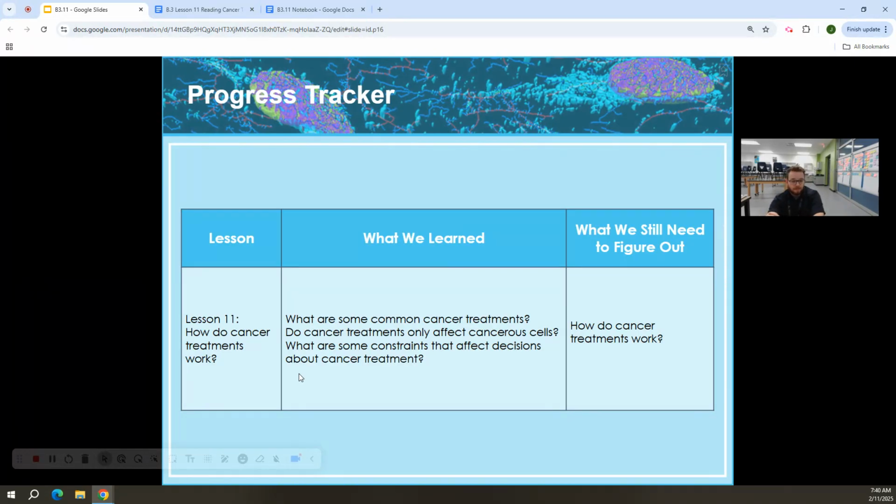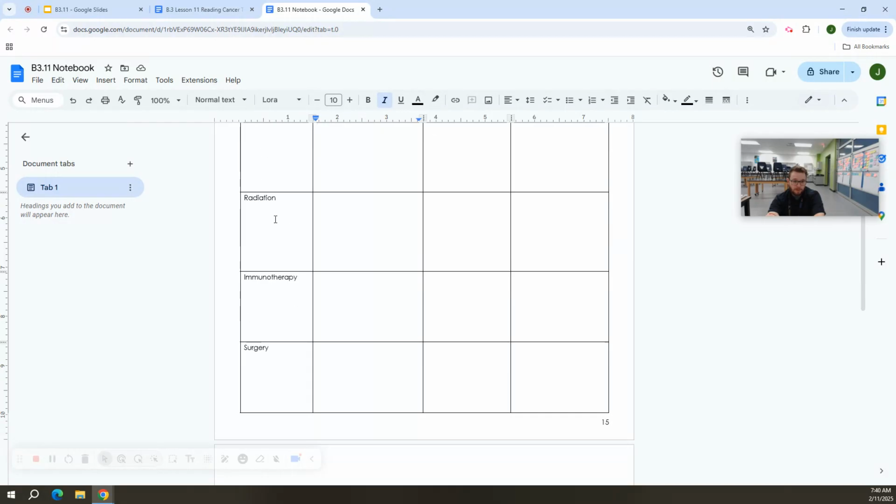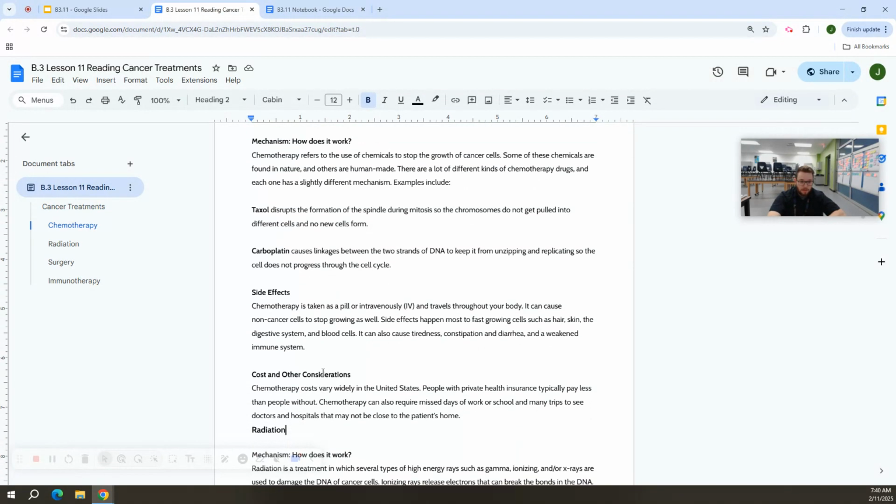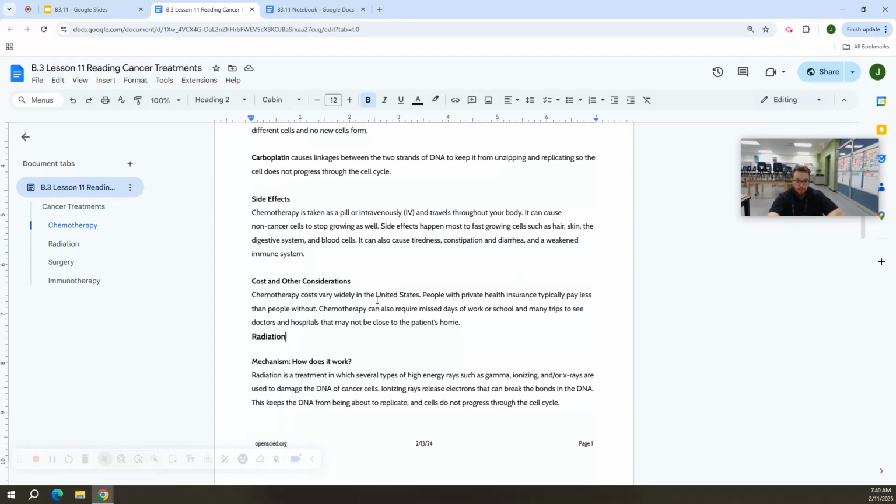Okay. But for our lesson 11 progress tracker, we are just going to answer the common cancer treatments. So we discussed 4, I believe: chemotherapy, radiation, immunotherapy, and surgery. Okay. Do those only affect cancerous cells? So in the reading, it should have talked about how those affect cancerous cells, and if they also do that same thing to non-cancerous cells, or maybe do something different. What are some common constraints that affect decision making about cancer treatment? So in each of those, they talked about cost and other considerations. You can include side effects as well, but cost and other considerations. That's what you would put there.